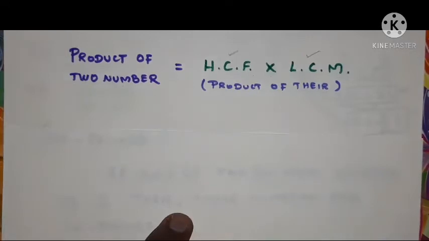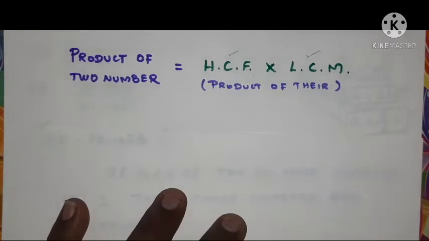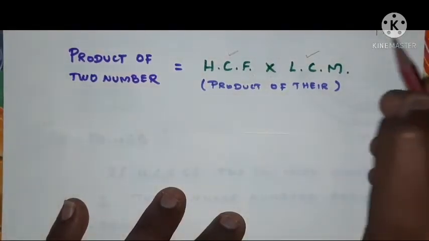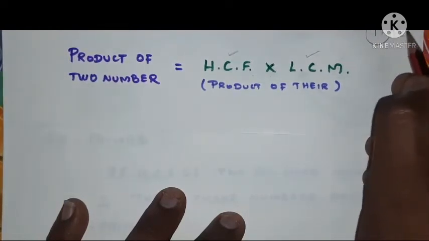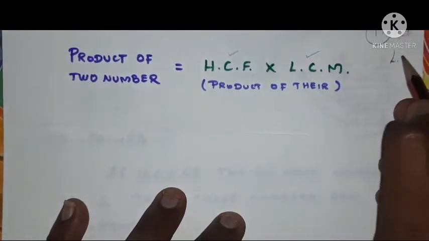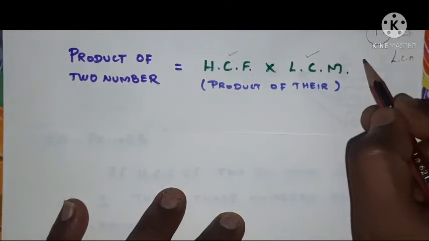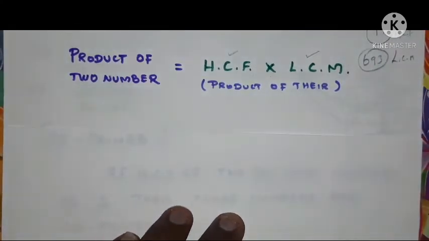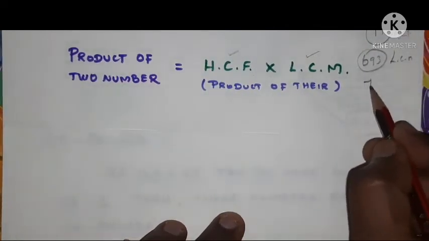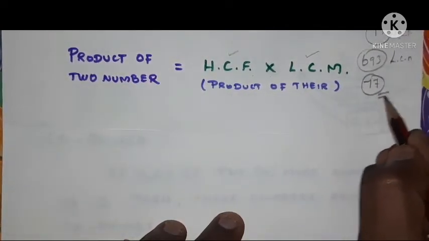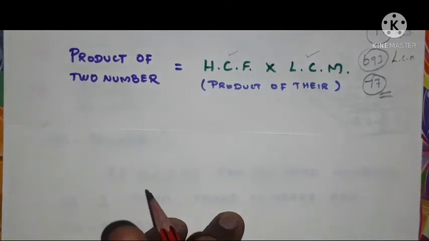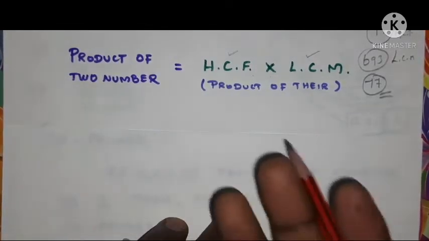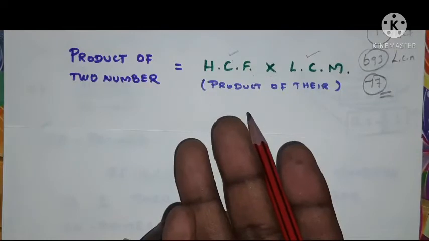We'll see an example. There are two numbers, right? The HCF, highest common factor of those two numbers, they have given as 11, where the LCM of those two numbers they have given as 693. And one of the numbers they have given as 77. If they ask us to find out what the other number is, then we can easily use this relation to find out the other number, right?